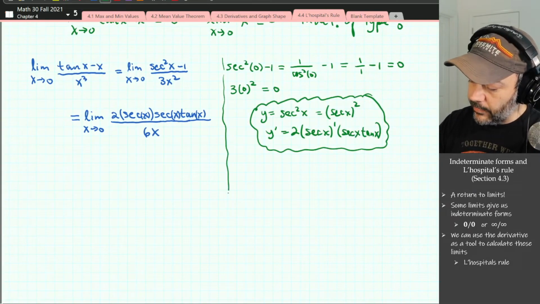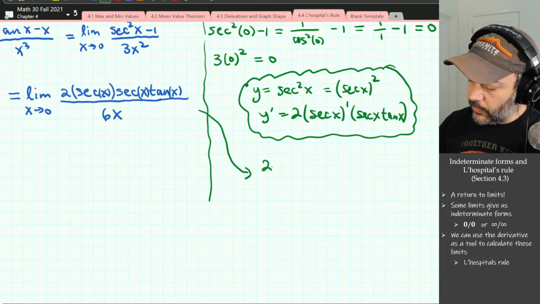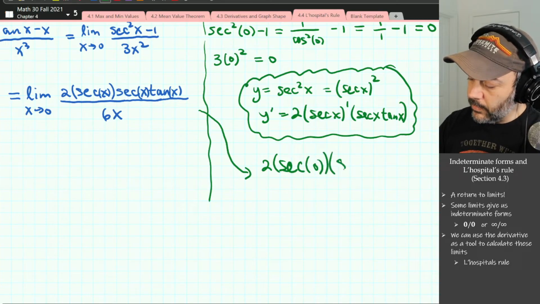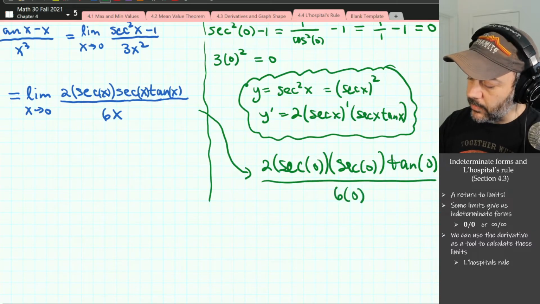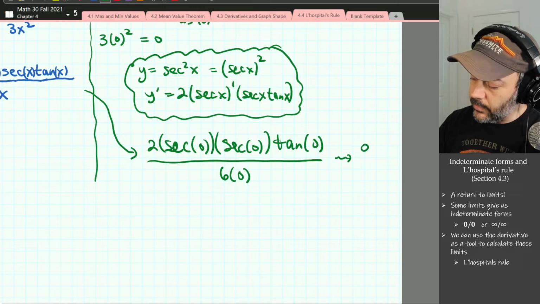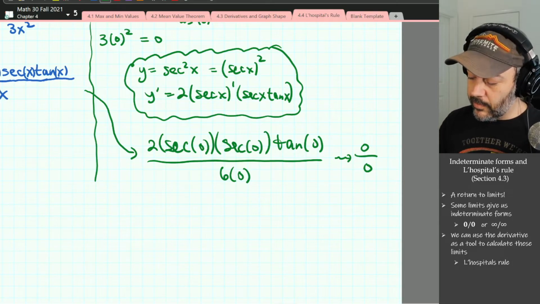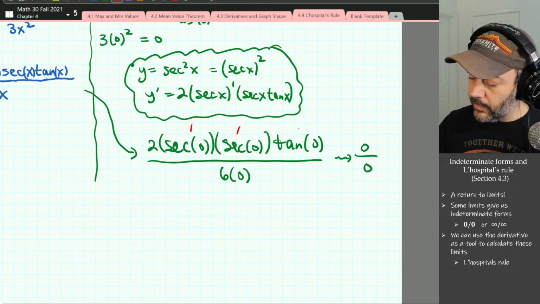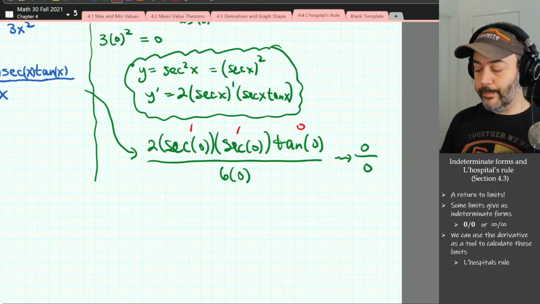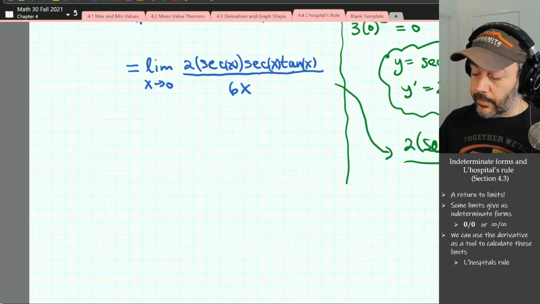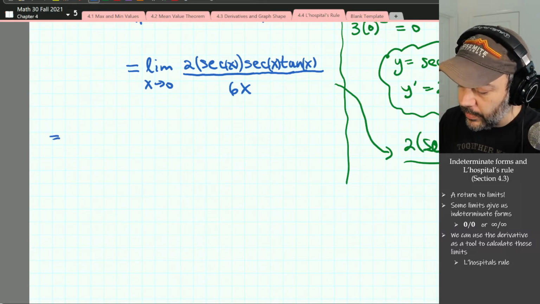So just side note again, if we tried to do direct substitution here, we would get 2 times secant of 0, which is 1, secant of 0, which is 1, tangent of 0, which is 0, over 6 times 0, which is 0 over 0. It's still indeterminate. This would be 1, 1, 0, and then over 0. Okay, so guess what? Do L'Hopital's rule again.